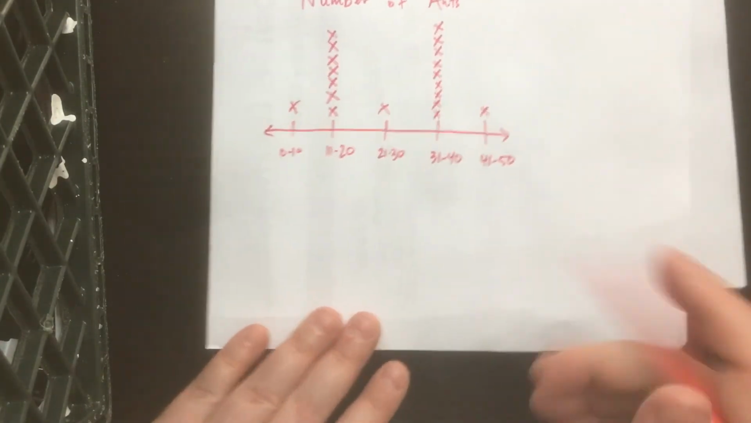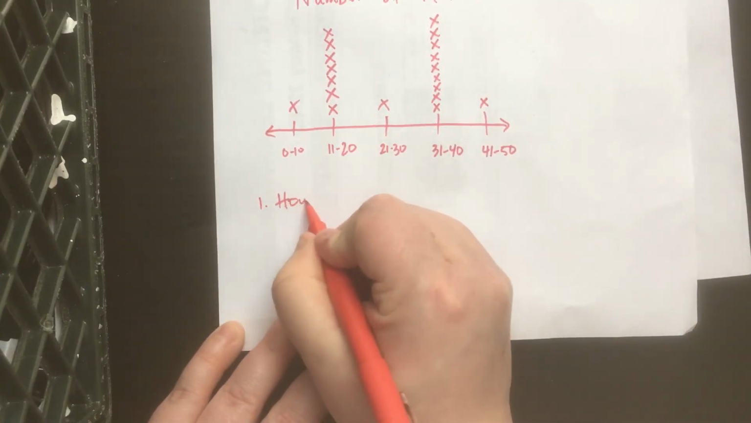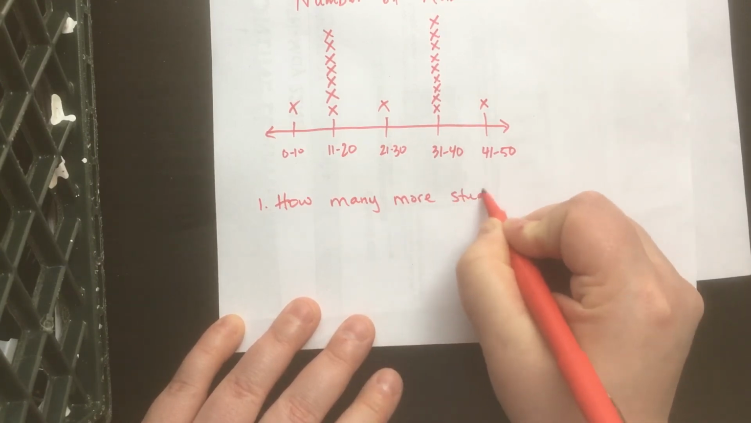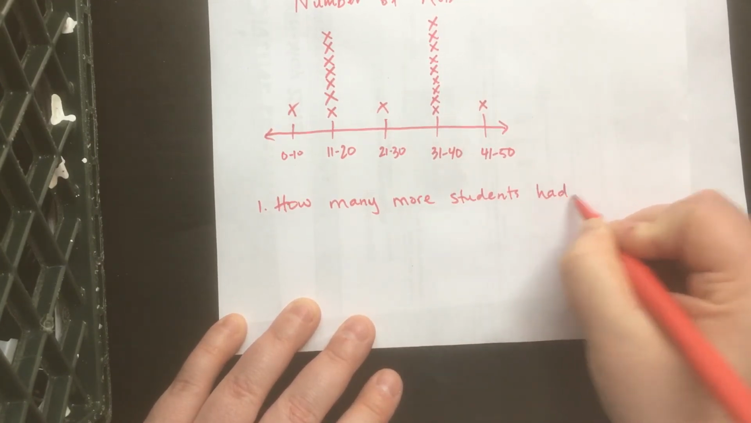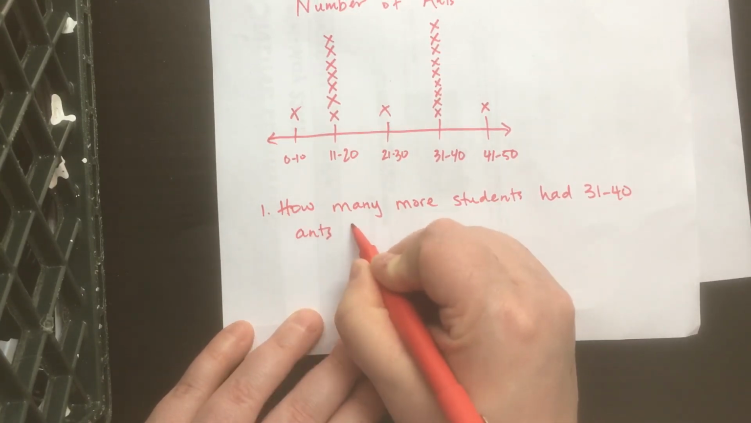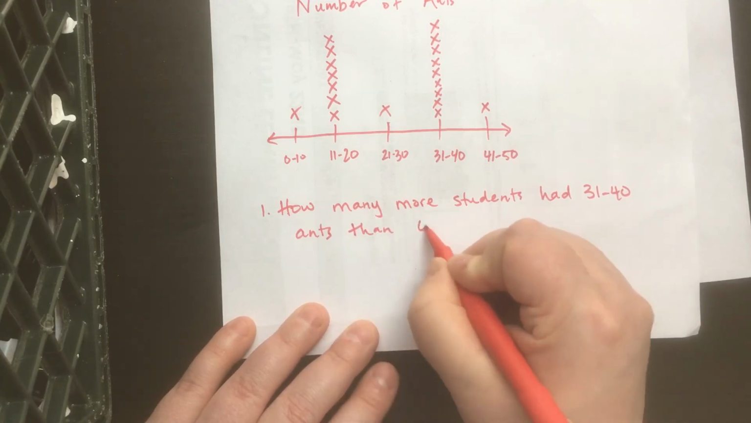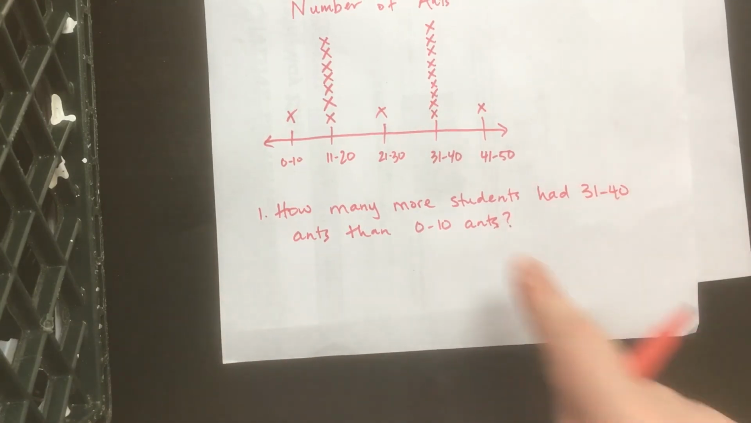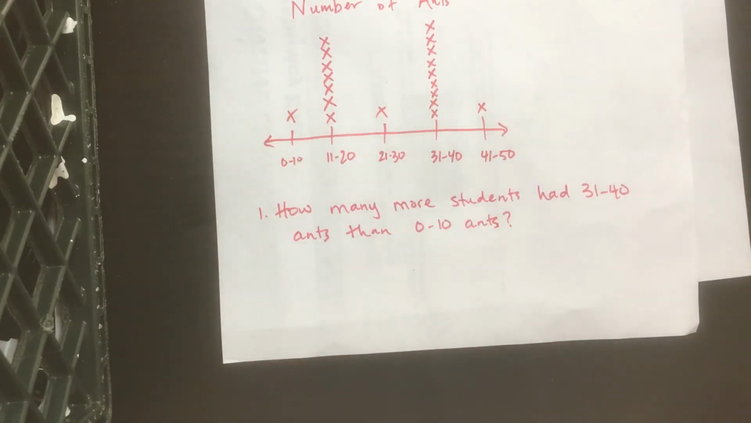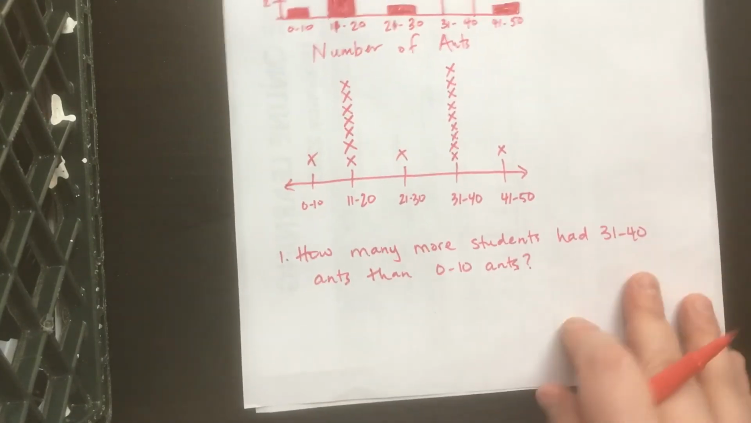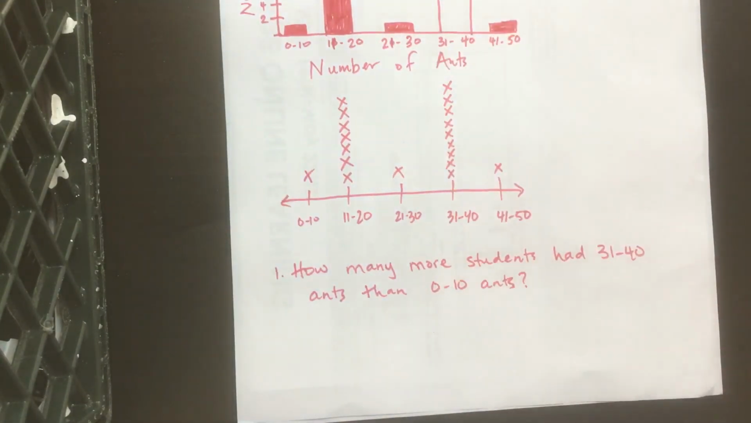I could make a question that said this: how many more students had 31 to 40 ants than 0 to 10 ants? Okay, that's a very simple question, and that's asking how many more are in this group than that group. All right, so I'll create 10 questions that can represent my data on any of the 4 charts. All right, so when I'm done, I'll have 4 charts and 10 questions.